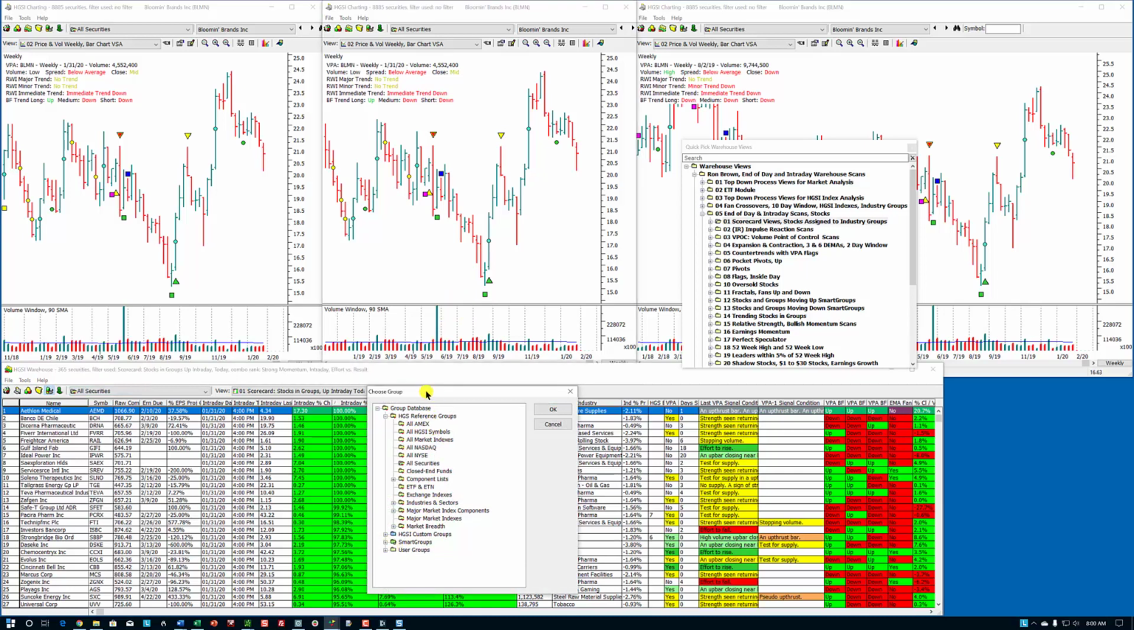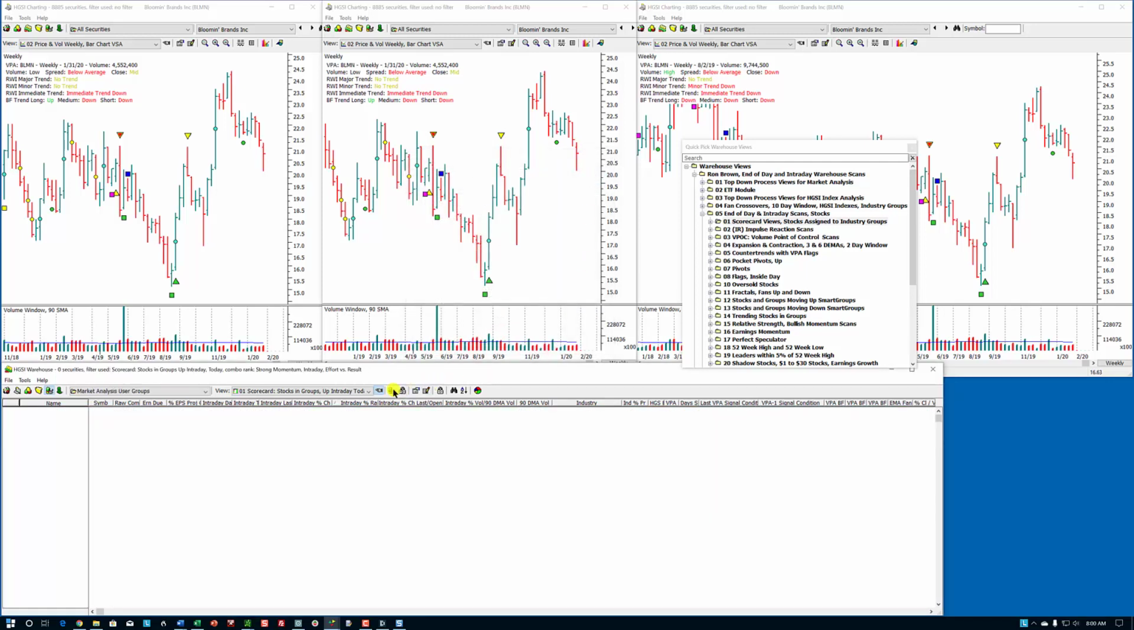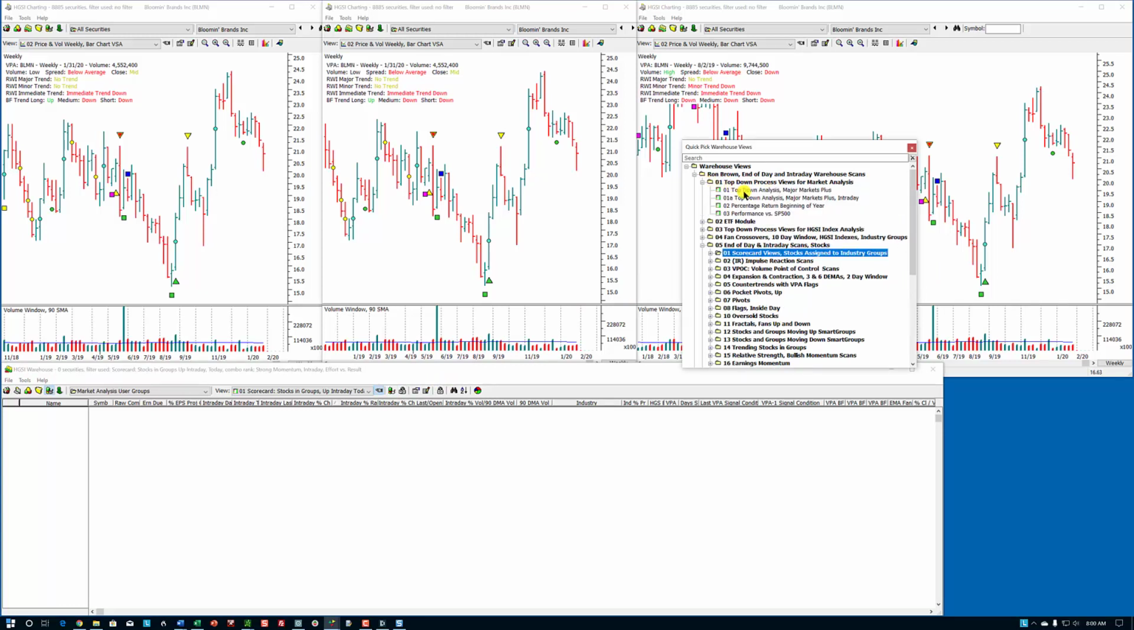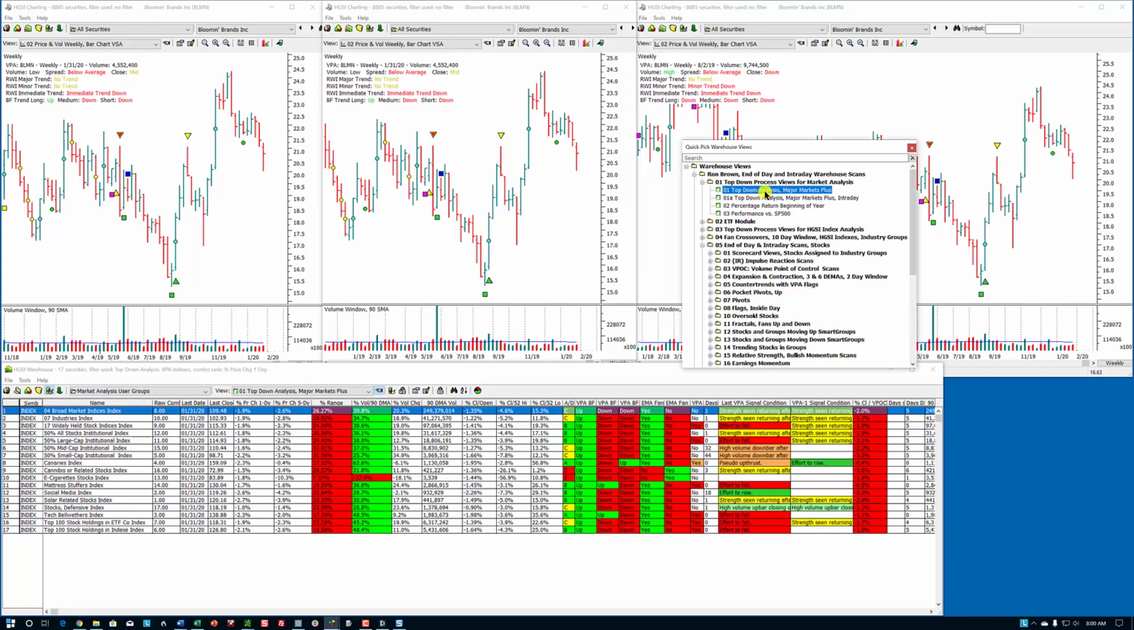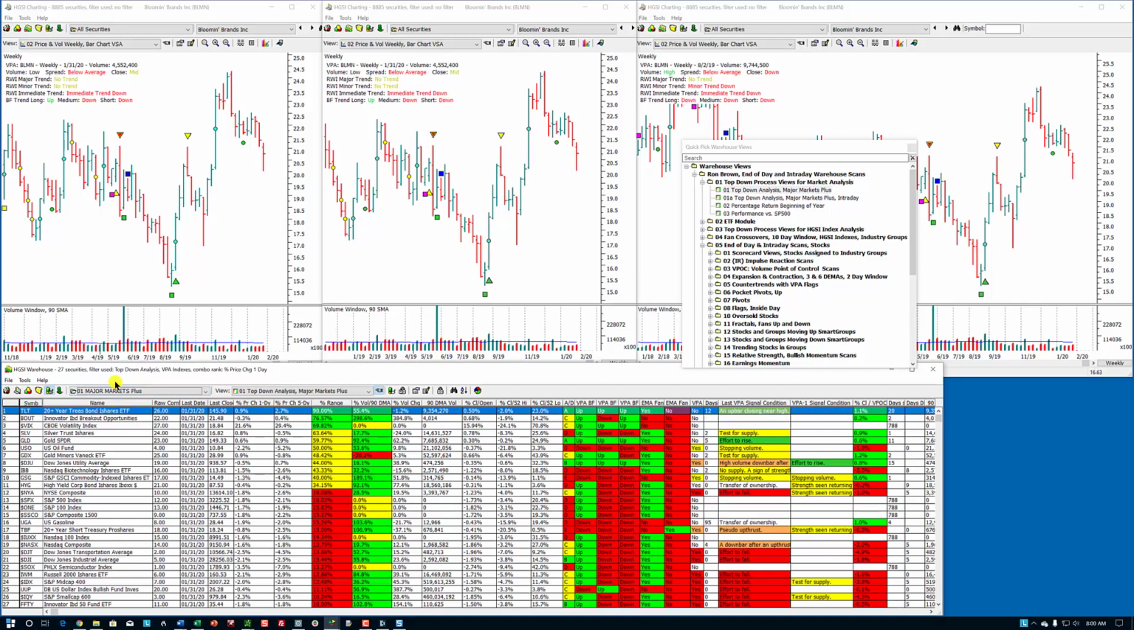Now, if you're using my files, and you have to be, I go down to my market analysis user groups. Then I need to get a view in here which is going to let these things pass. I'm going to click on top-down analysis major markets plus, and I'll open this up and go to Major Markets Plus, which is the first folder.